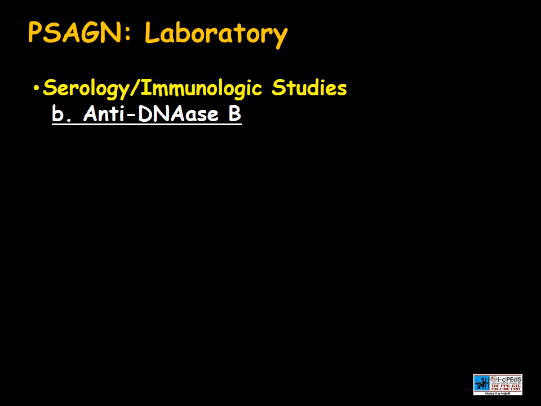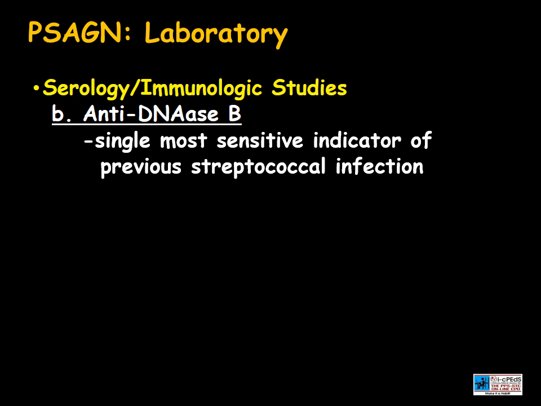The single most sensitive indicator of previous streptococcal infection is anti-DNase B titer. This is usually elevated in 90 to 95% of patients.